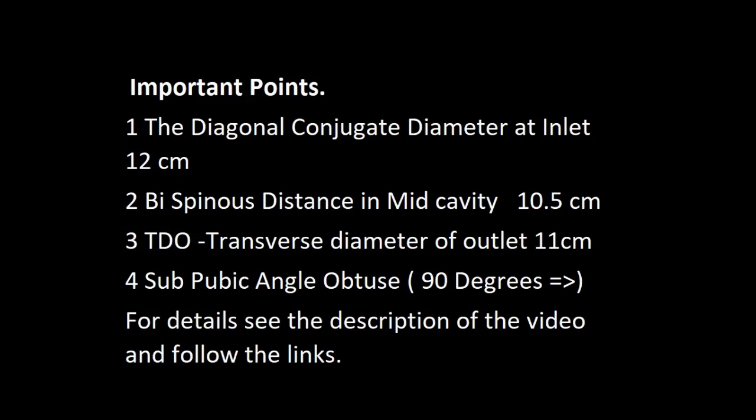At the end, the important points to note: for pelvis to be adequate for the average size of baby, the diagonal conjugate at inlet should be 12 cm. The bispinous distance in the mid cavity should be 10.5 centimeters, and TDO, the transverse diameter of outlet, should be 11 centimeters. The subpubic angle should be obtuse or wide, 90 degrees or more.